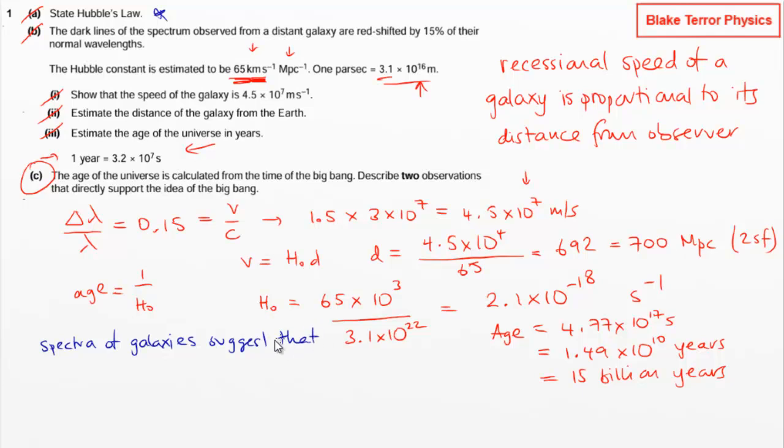I don't know why I'm writing all this out. I might just say it. Then again, whenever I say that, I always write it out anyway. Spectra of galaxies suggests that they are moving away from Earth, and this is based on, so you could add on there, based on the change in wavelength of spectral lines.